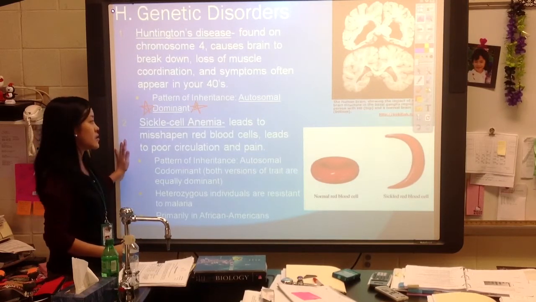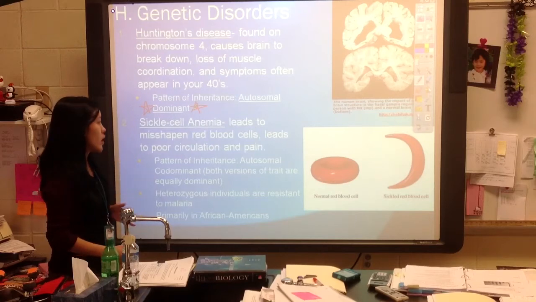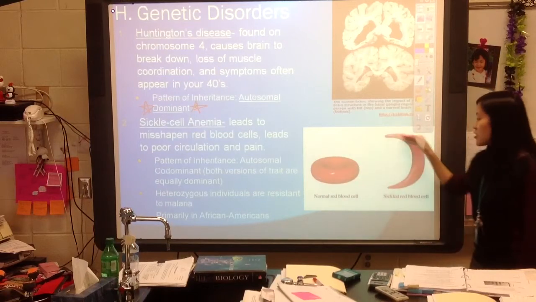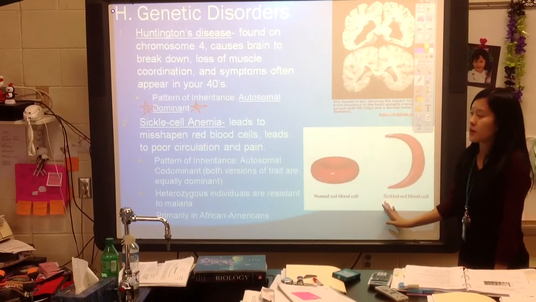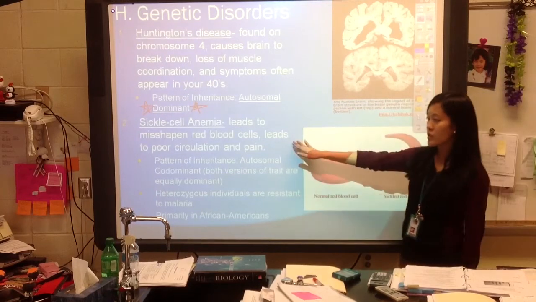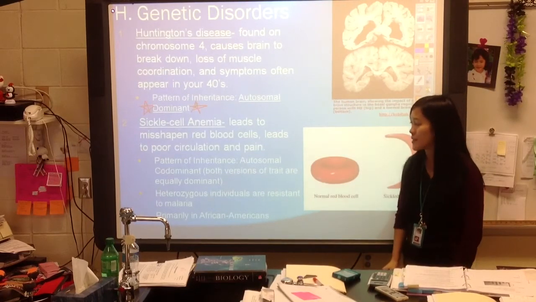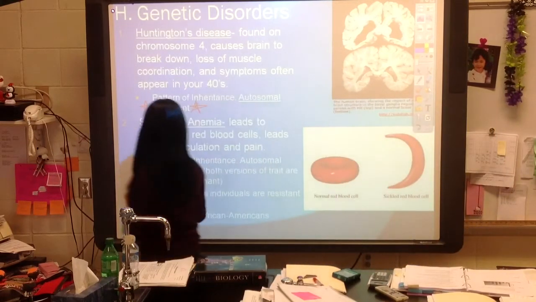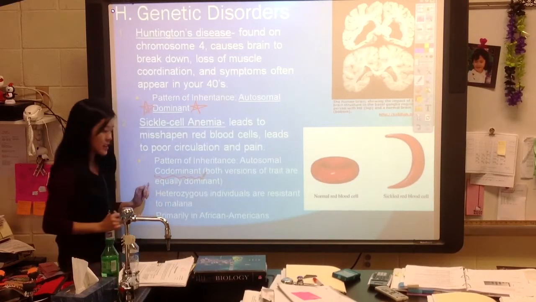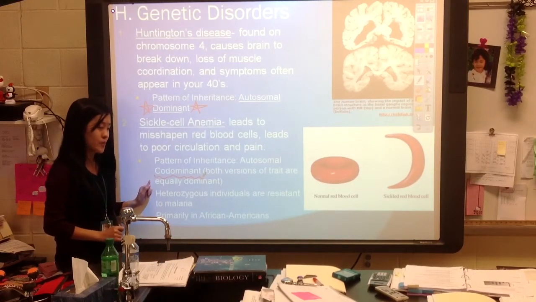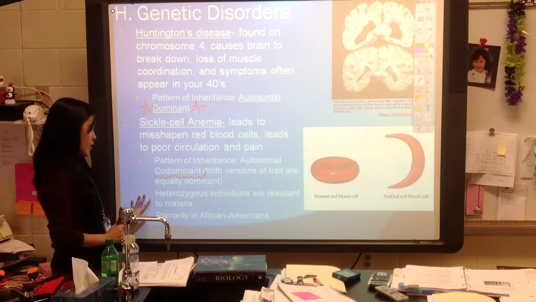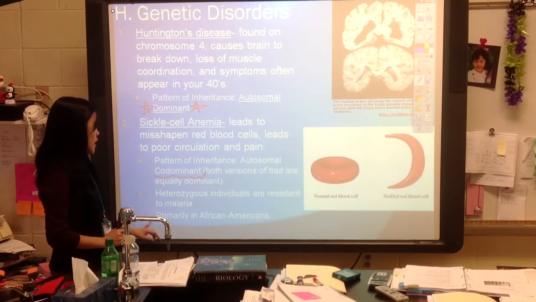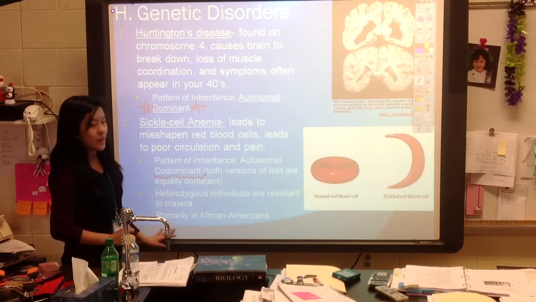The second disease is sickle cell anemia. Sickle cell anemia is when your red blood cells, instead of being normal shapes like a donut, actually look like a sickle or like a crescent moon, okay? And this causes poor circulation and pain to people that suffer from this disease. It is an autosomal co-dominant disorder, and that's, remember, when we had two different letters representing that. If you're heterozygous, that does allow you to be resistant to malaria, which we've talked about in our previous section. And this disease is actually found predominantly in African Americans.